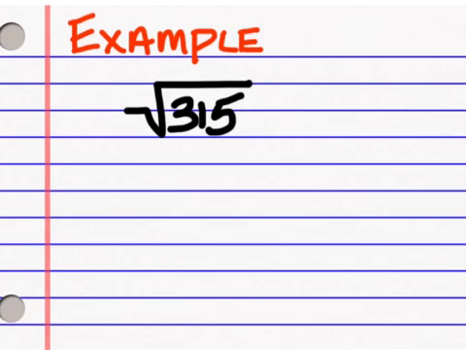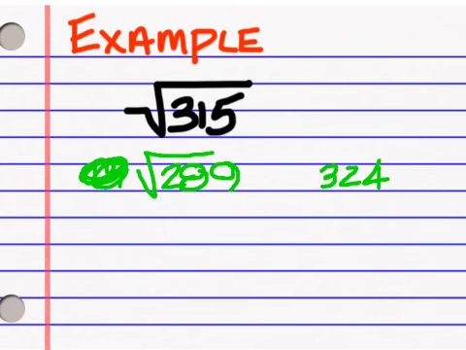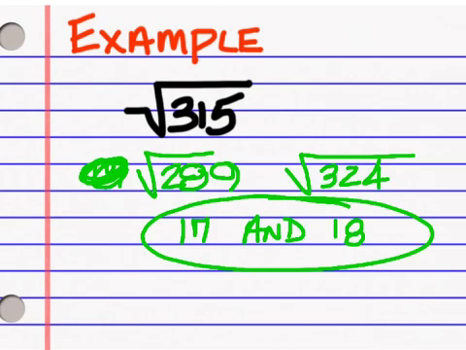Example number 1 on the back half here. These numbers will be a little larger. You have to figure out between what two numbers the square root of 315 falls. Actually, I skipped to the answer. I did that last period too. You'll have 289 and 324. The square root of each of those will be 17 and 18.